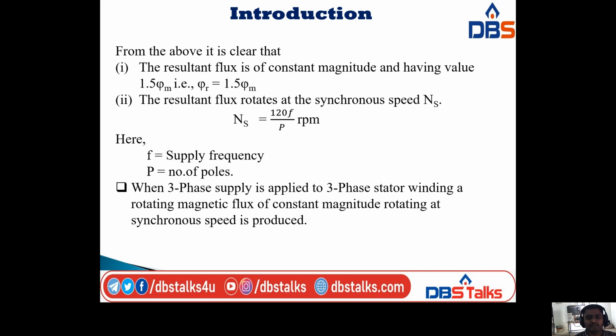A few more points to note. From the above four cases it is clear that the resultant flux is of constant magnitude, having the value phi r is equal to 1.5 into phi m. The resultant flux is constant in all the cases, and it rotates at the synchronous speed, that is Ns. You know the formula for the synchronous speed: Ns is equal to 120 f by P rpm, where f is the supply frequency and P is the number of poles.